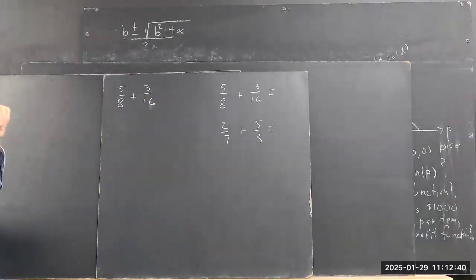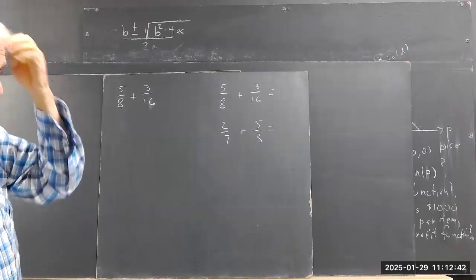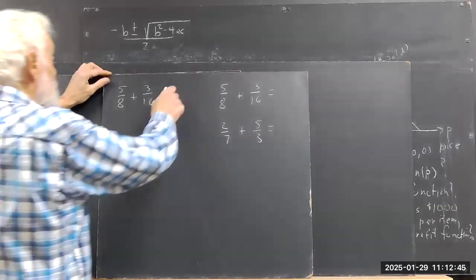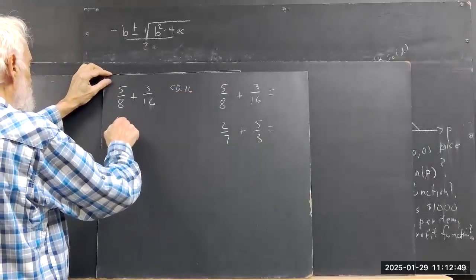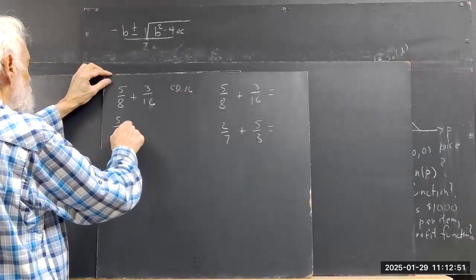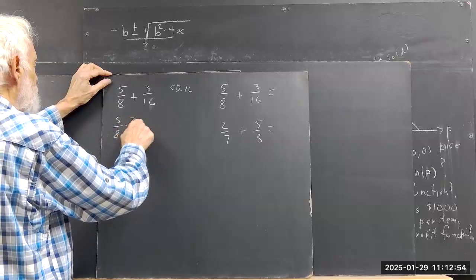Okay, pretty obvious that your common denominator is 16, right? So I'll just make myself a little note of common denominator 16. So that means you're going to do 5/8 multiplied by 2/2.